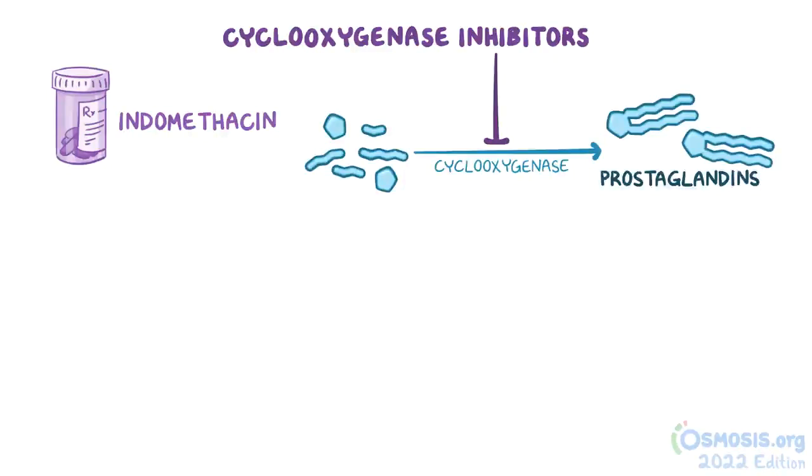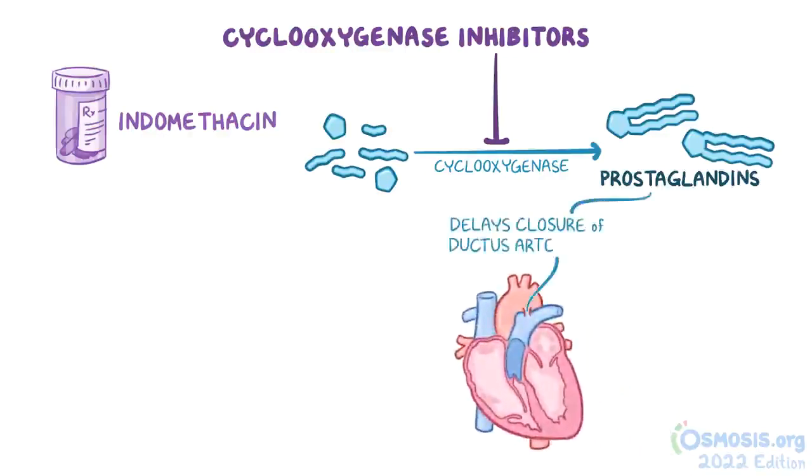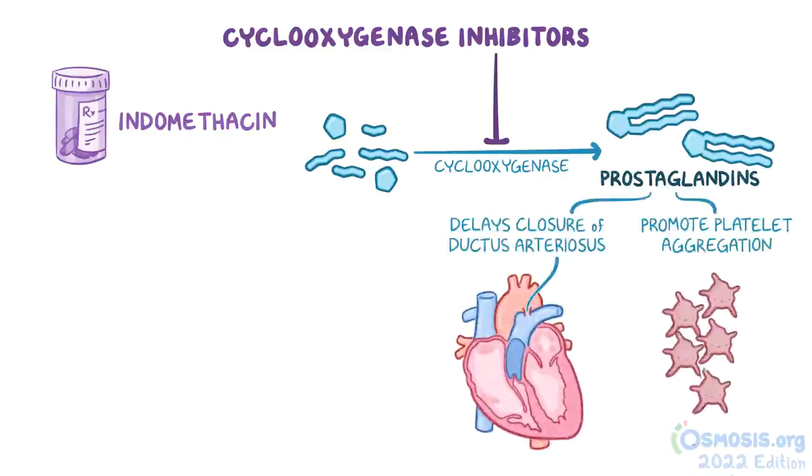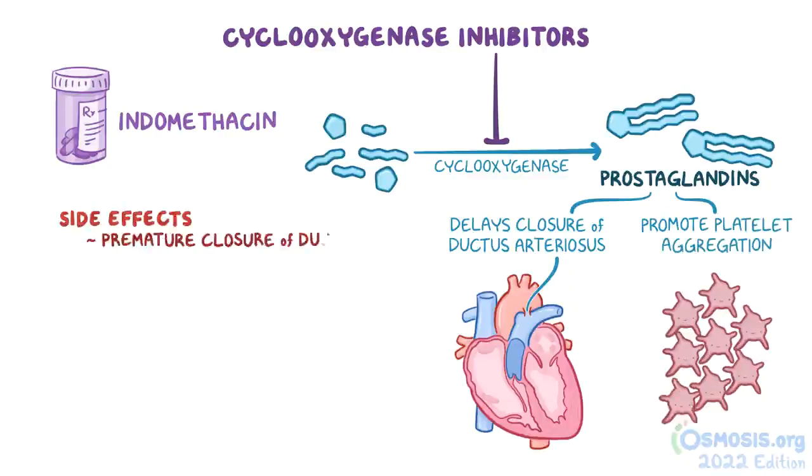However, prostaglandins are also important for the baby, since they delay the closure of the ductus arteriosus and promote platelet aggregation. So the main side effects of indomethacin are premature closure of the ductus arteriosus and hemorrhages.